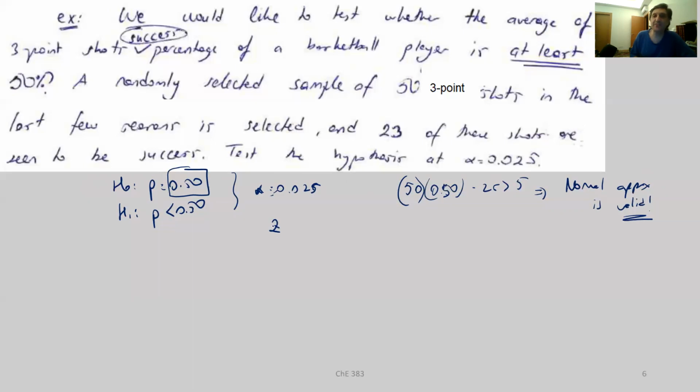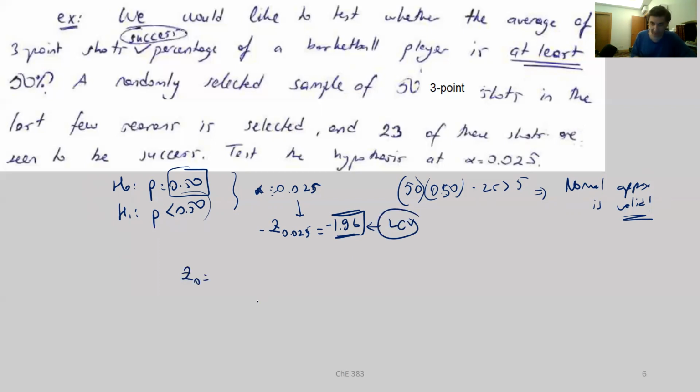Let's find the Z value. Since this is a smaller than kind of test, we need the left-hand side critical value. So we need the value of Z 0.025. This is a one-sided test here. The negative Z 0.025 value is going to be minus 1.96. So we have our lower critical value also. That's great. Now let's compute the test statistics.